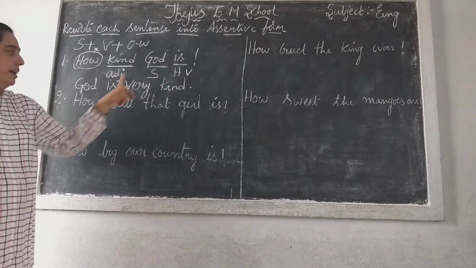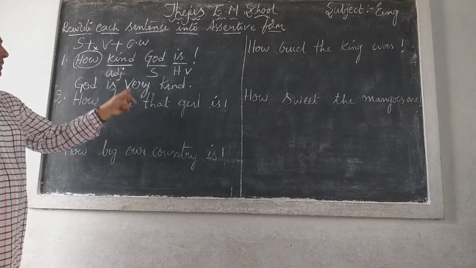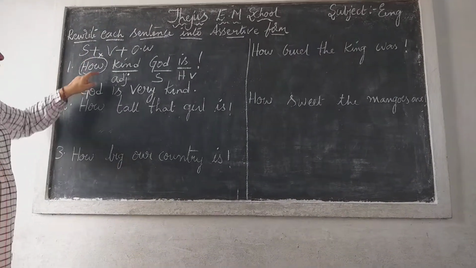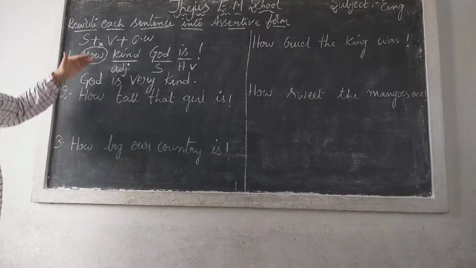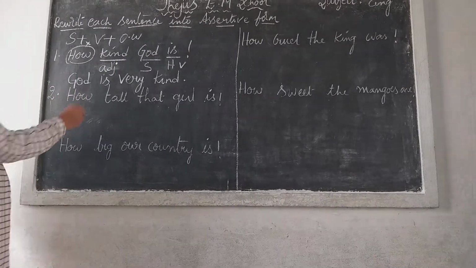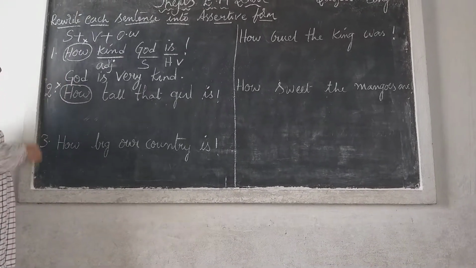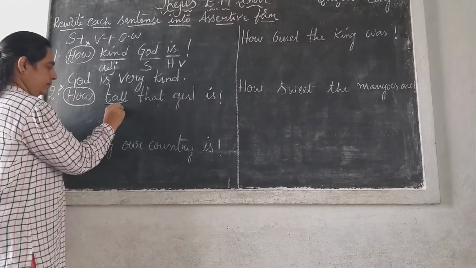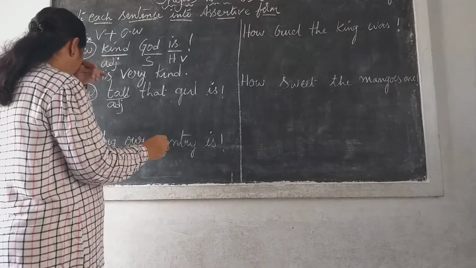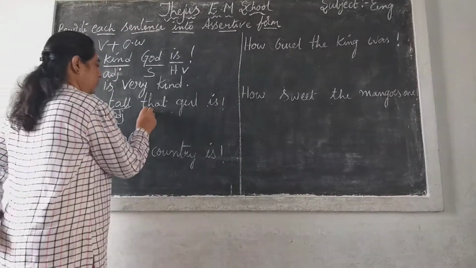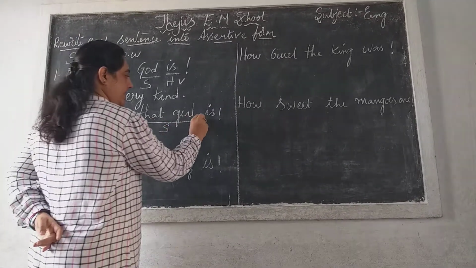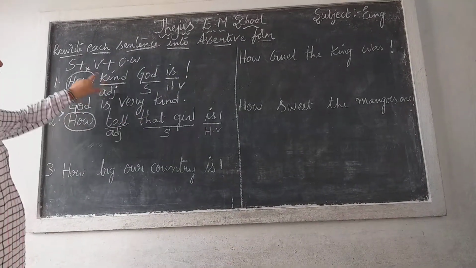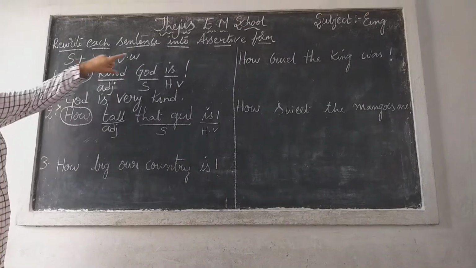Next verb, helping verb. What is the other word here? Very kind. Okay. You have to delete how. Okay children, how will not at all come here. See the next sentence. First you have to remove how. Tall, adjective. Subject. Is, helping verb. Okay. Starting with what? Subject. You have to start the assertive form with subject.